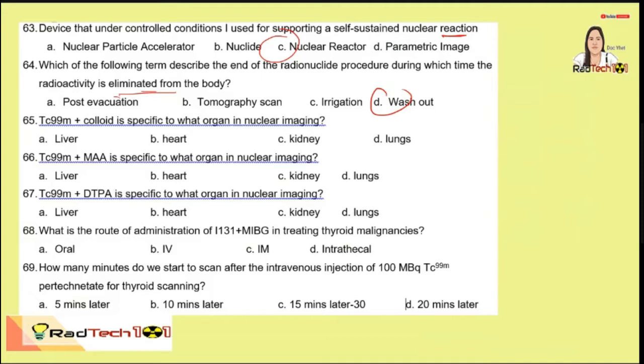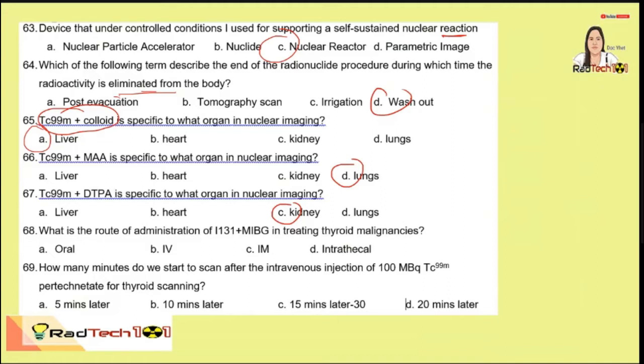65, technetium-99 plus colloid is specific to what organ in nuclear imaging? That is liver. 66. MAA plus technetium-99 for lungs. That is macroaggregated albumin. 67. For the DTPA for kidneys, DTPA is diethylene triamine pentaacetate or pentaacetic acid.